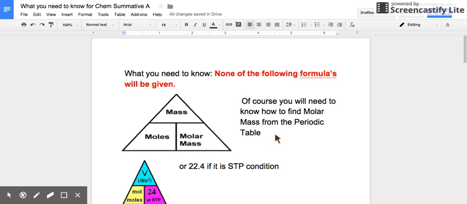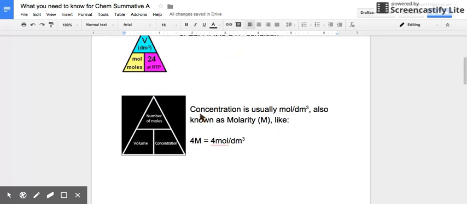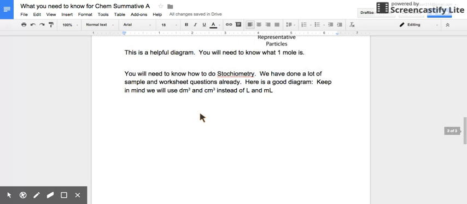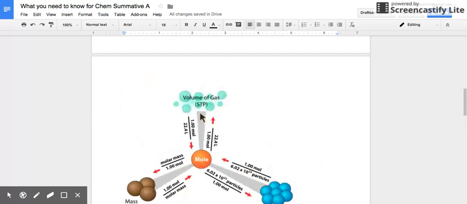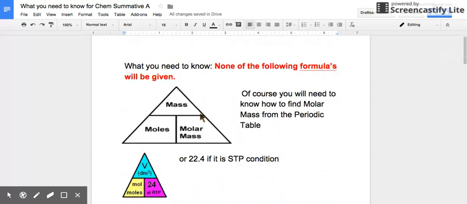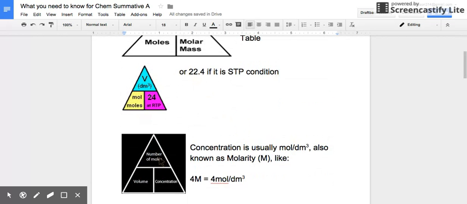Now, keep in mind, I'm going to have a link of the formulas I'm going to show you at the bottom of this video, in the YouTube video, so you can go look at it through that link. Keep in mind, none of these formulas will be given. So I do expect you to know all three of these triangles.